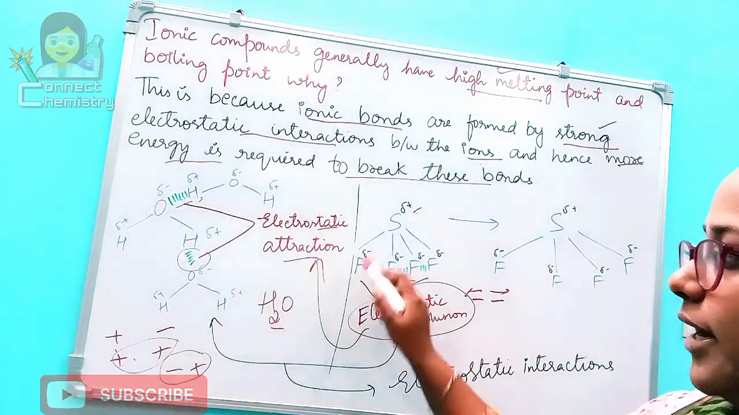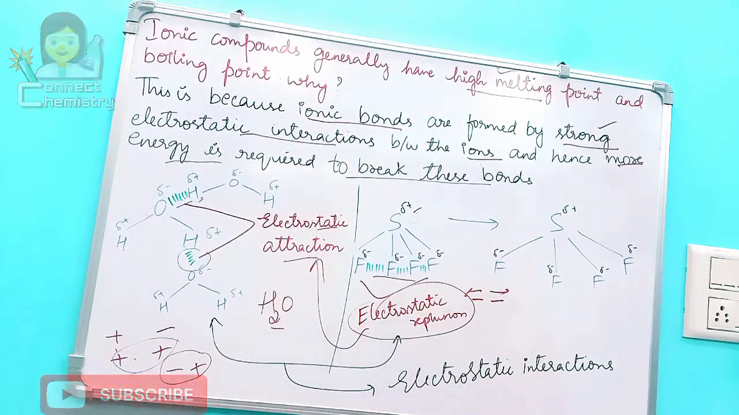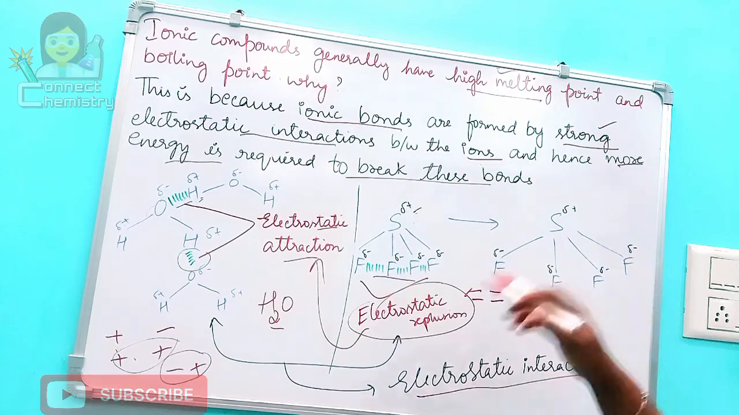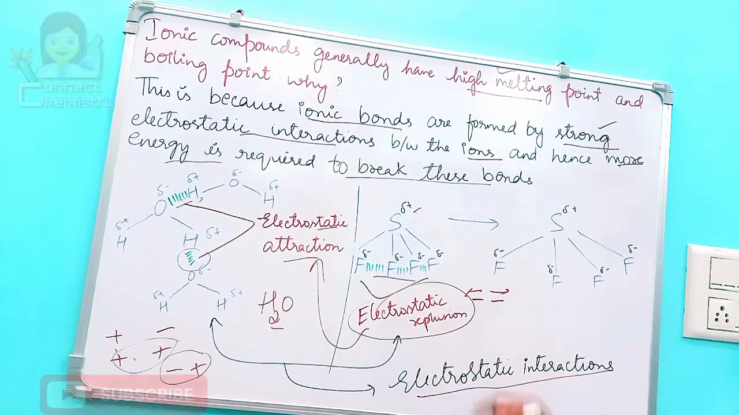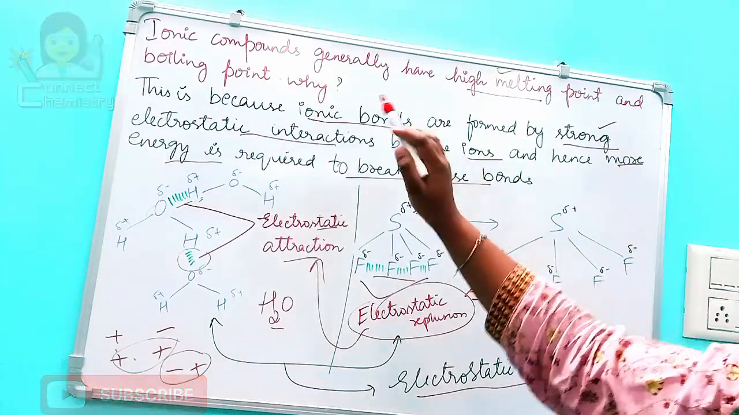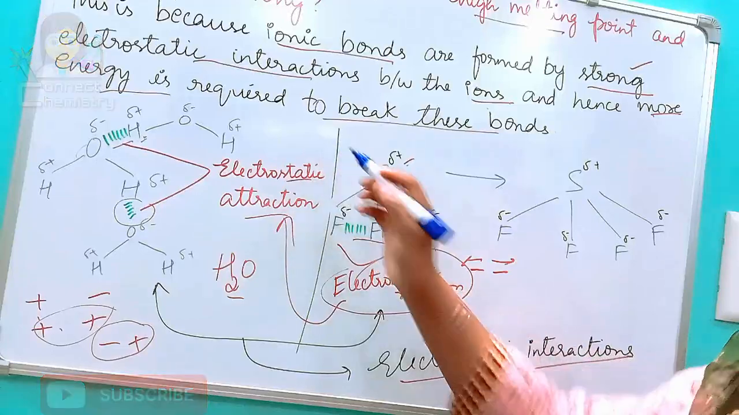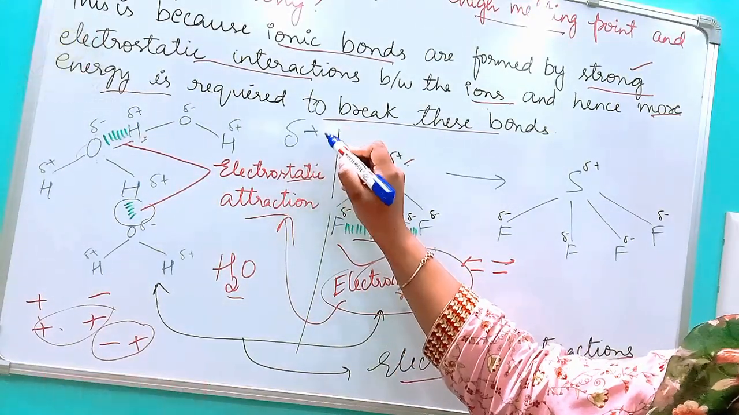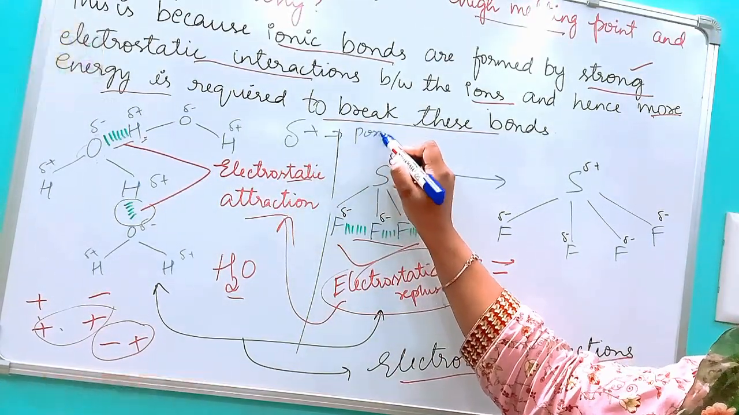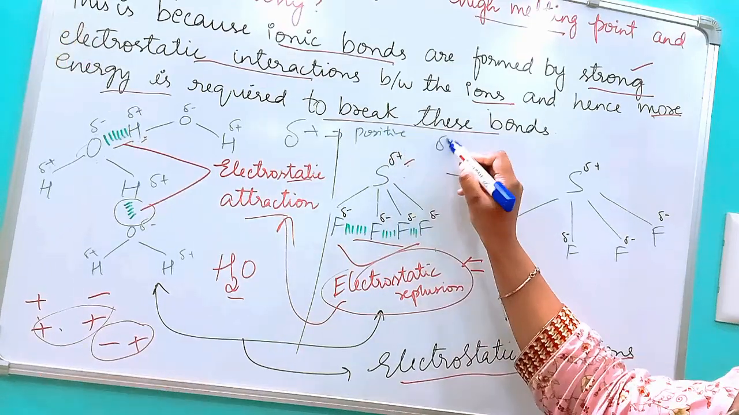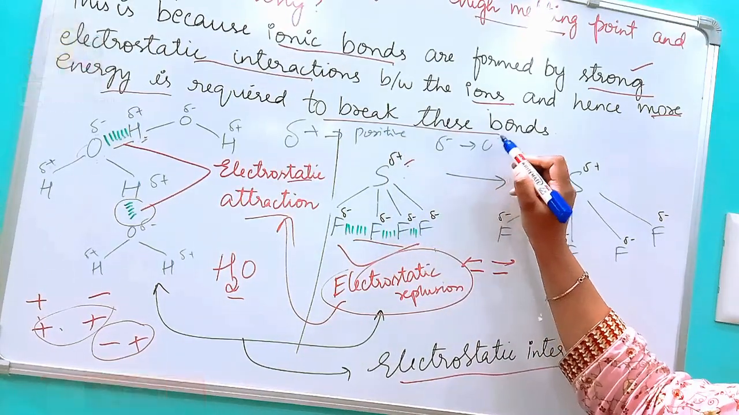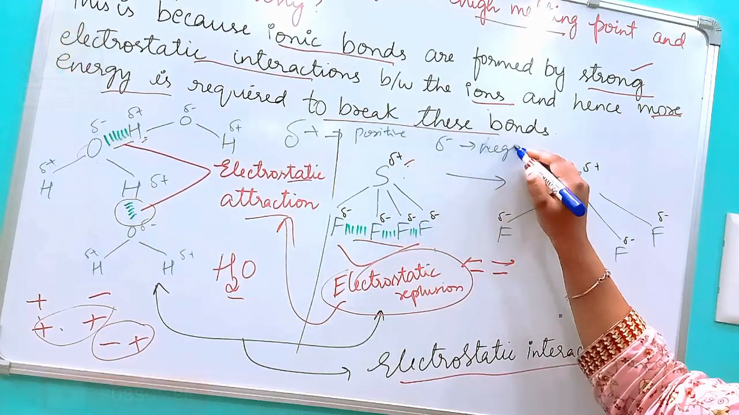Repulsion and attraction, both combined, are known as electrostatic interaction. Due to this electrostatic interaction, more energy is required to break this bond. So ionic bonds generally have a high melting point and boiling point. Delta is nothing but charge: delta positive is positive charge, and delta negative is negative charge.